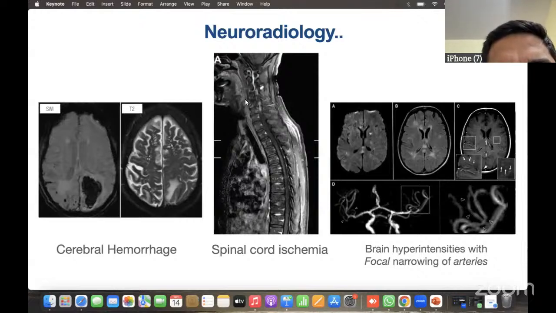There are some other examples, like sometimes it presents as hemorrhage. Sometimes even the spinal cord is involved, and cord ischemia can occur. Some other non-specific images are here where we can see this focal narrowing on angiography of the brain.